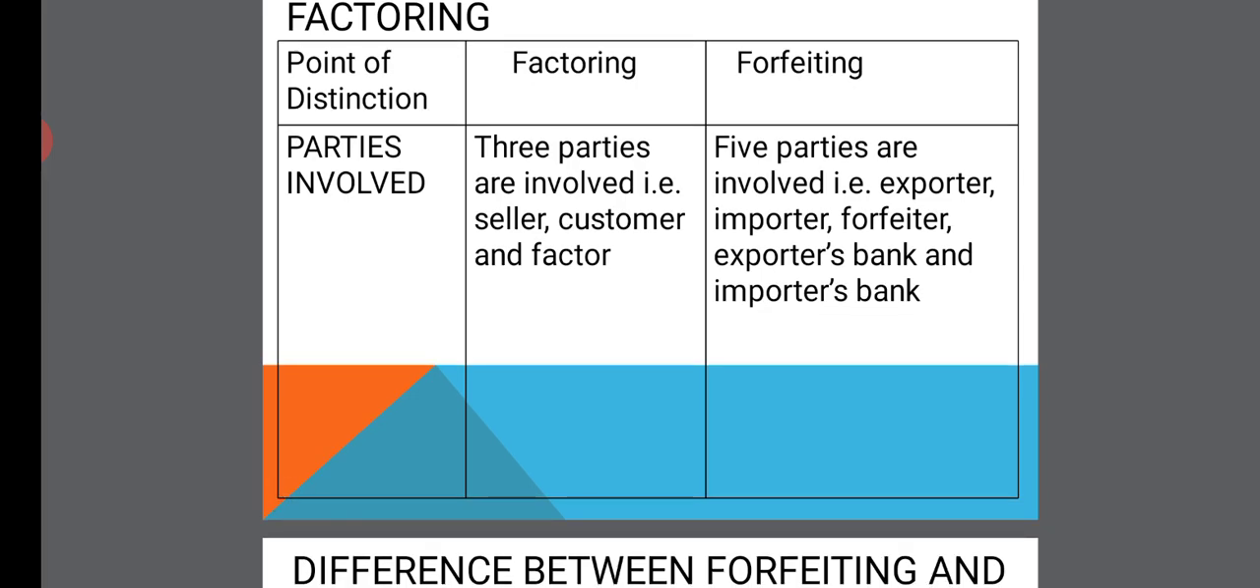Then the fourth one is parties involved. In case of factoring, there are three parties. One is the seller, second is the customer, and third is the factor. But whereas in case of forfeiting, five parties are there. One is the exporter, second is the importer, third is the forfeiter, fourth is the exporter's bank, and fifth is the importer's bank. So there are totally five parties.